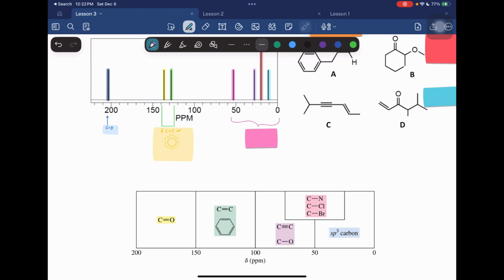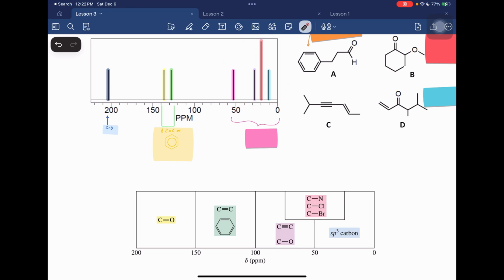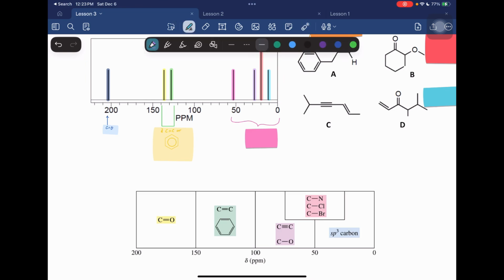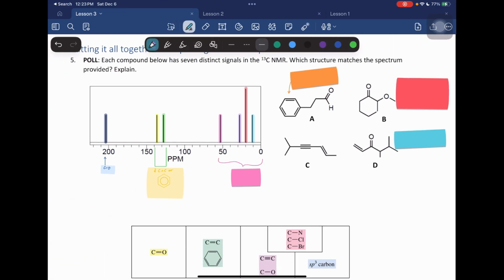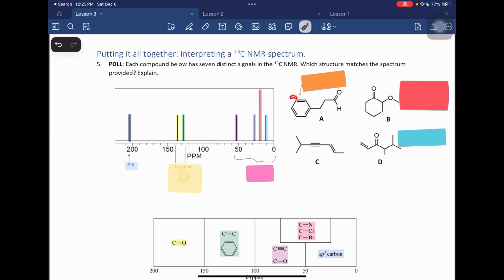Next are going to be these, right? Which are between 0 and 50. So 0 and 50 meaning no carbon triple bonds and no carbon oxygens, but we can have a carbon nitrogen, carbon chlorine, carbon Br, or an sp3. Okay, so well, we won't reveal that yet. So up here, what do you notice about this structure right here? First, we need a carbon double oxygen bond. It has that. Next, we need 2 carbon double bonds or a benzene ring, and we have that.